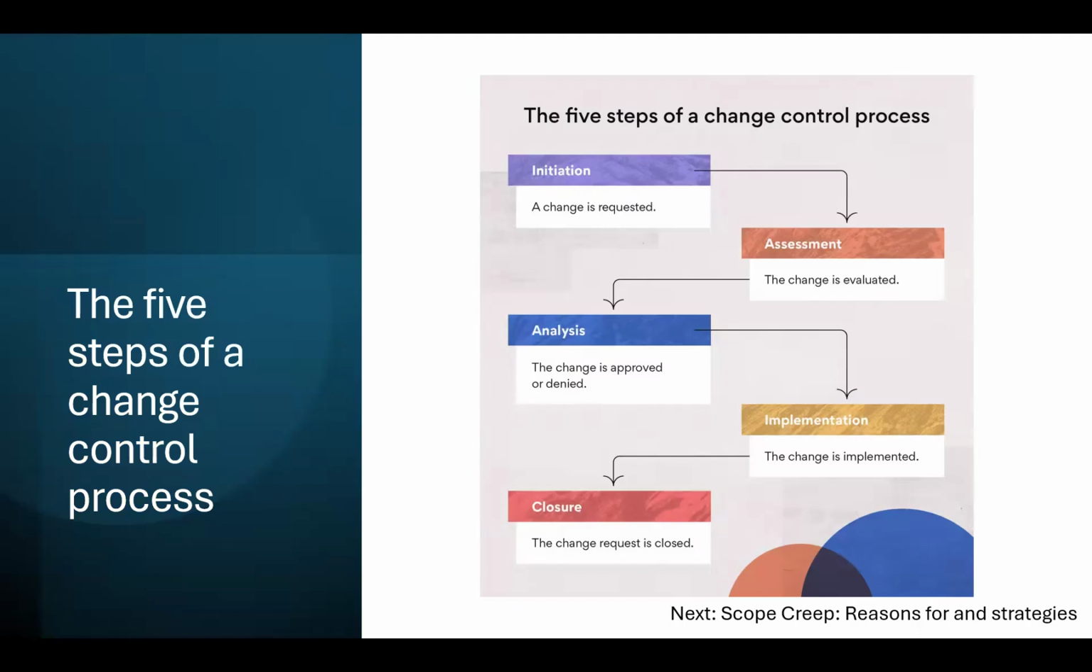Five steps of a change control process. A change is requested. The change is evaluated. The change is approved or denied. The change is implemented. The change request is closed.